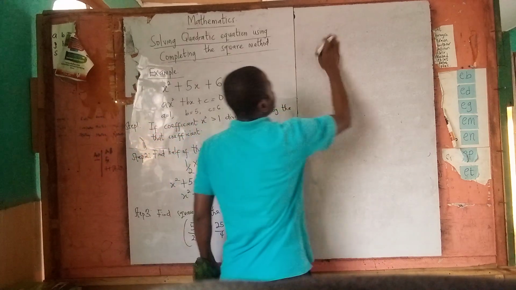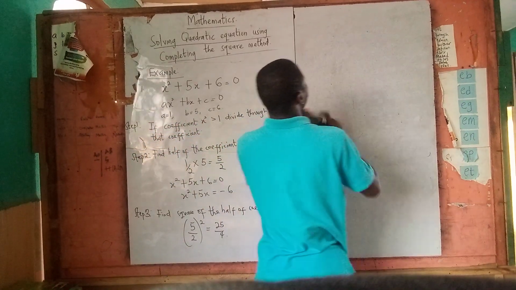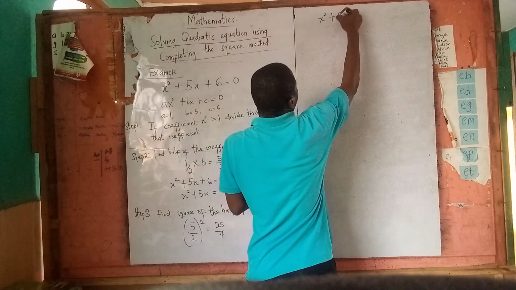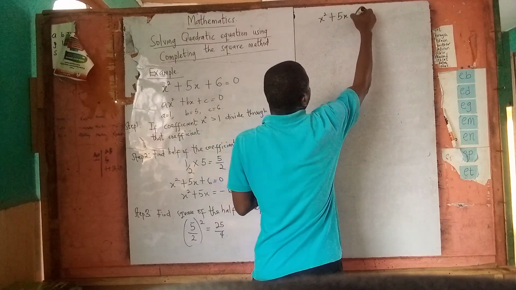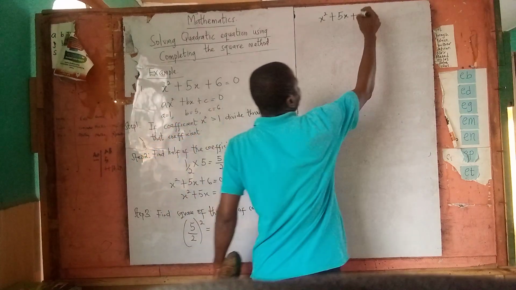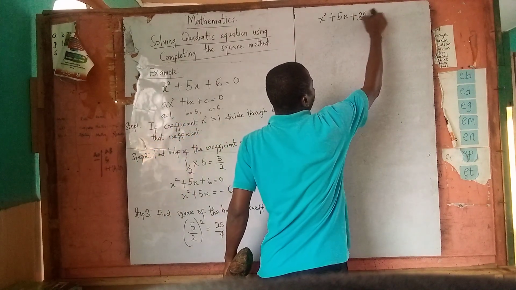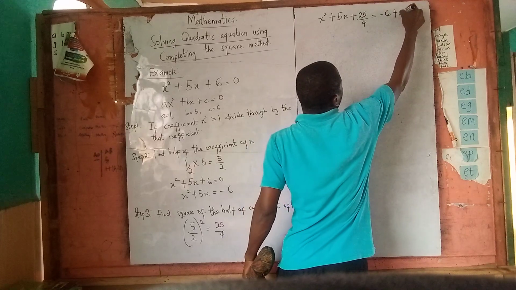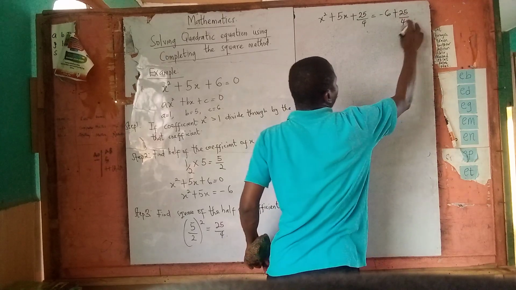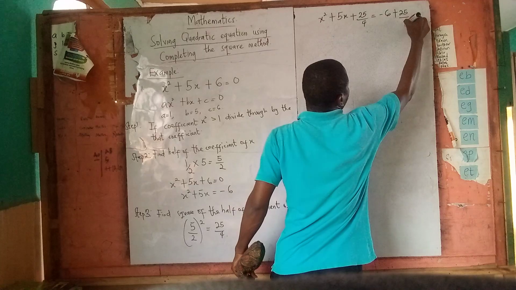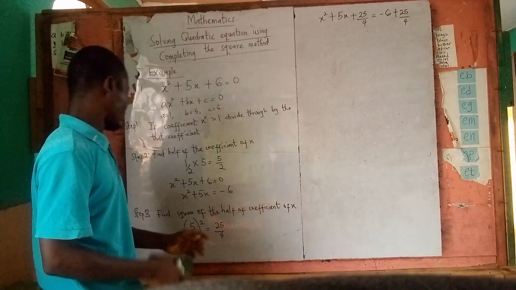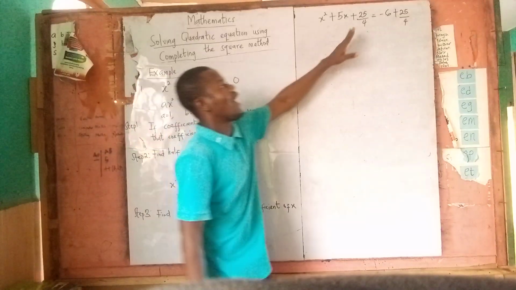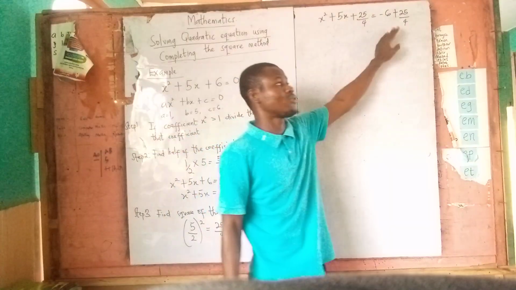We're going to have x squared plus 5x plus 25 over 4 is equal to minus 6 plus 25 over 4. That is the first step. So when you find half of the coefficient of x, you add its square to both sides.